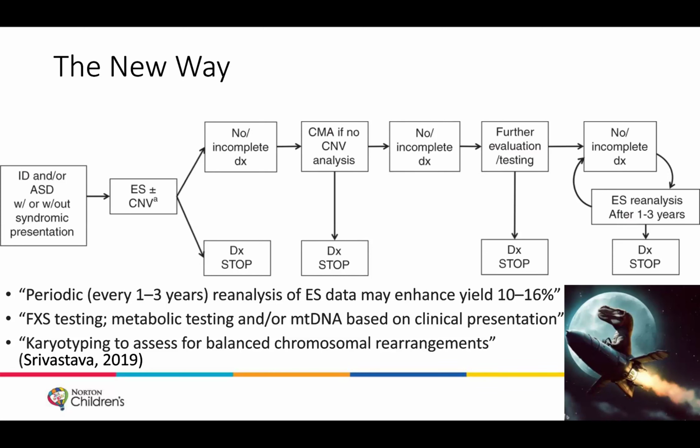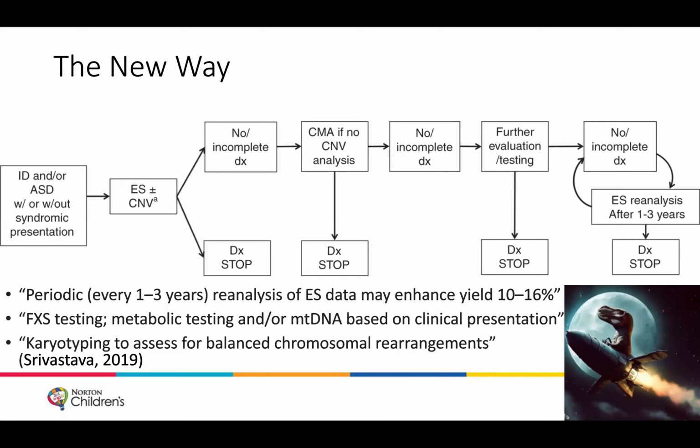And then you'll revisit in 1 to 3 years. The pertinent part of this is that in a 1 to 3 year period, exome data may increase in yield by around 10%. Right? So you wait 3 years, you have a 10% increased likelihood of coming up with that diagnosis finally. So it is important to continue to follow your children who have an unexplained intellectual disability.